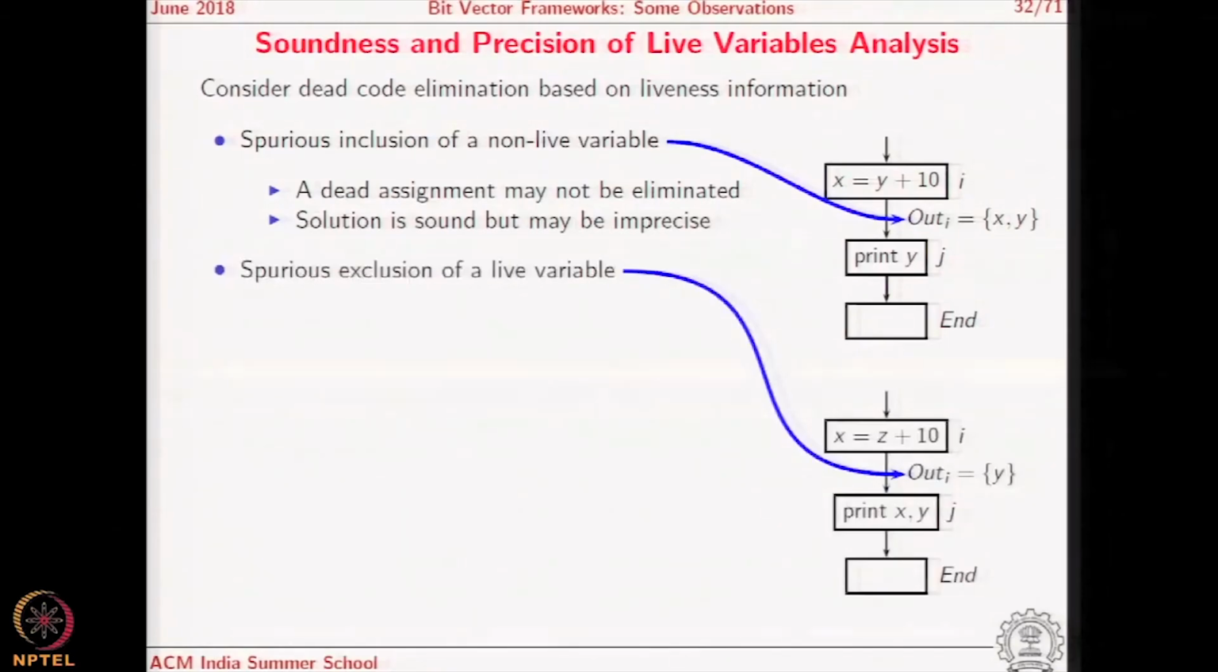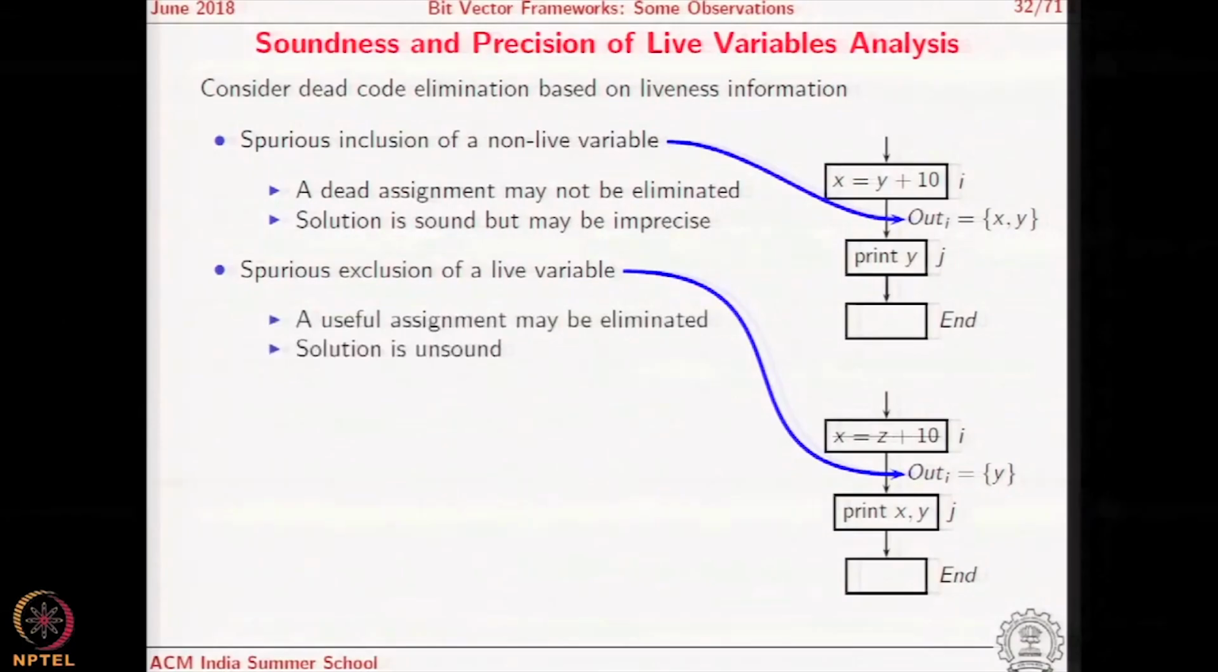Consider the opposite case where X and Y both are live, but we forget to mark X as live, we only say Y is live. Now, what is going to happen? As a consequence of this, we might end up doing dead code elimination. Okay. A useful assignment may be eliminated, the solution is unsound, right. We might get into trouble because of this.